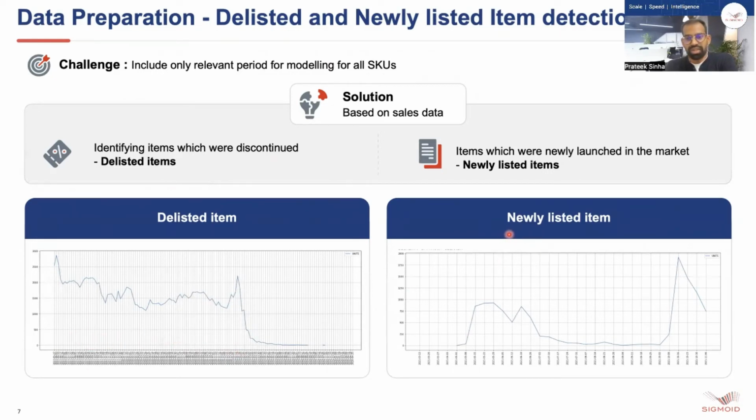Similarly, for this item, this is an example of newly listed item because it was not sold in the market, but it was introduced and we see some non-zero sales happening after a certain period of time. So this is an example of newly listed item.